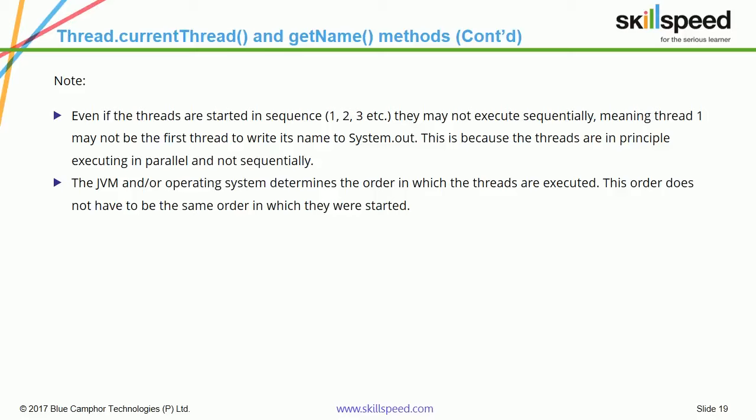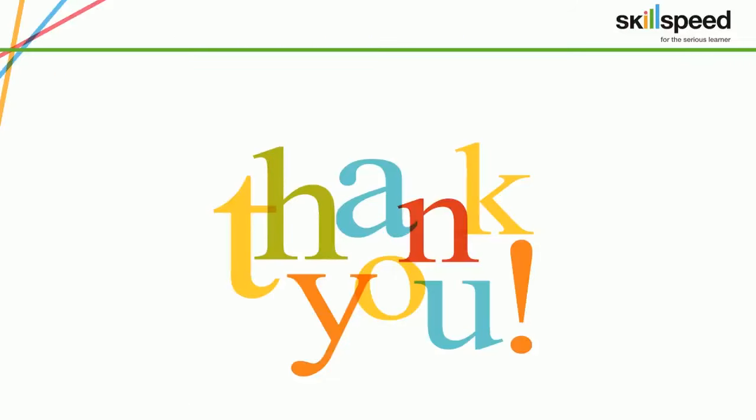So as a summary, we have created threads by extending the Thread class and also by implementing the Runnable interface. We have seen different methods of the Thread class and used a few of those methods in examples. Then we have seen what the pitfalls are during thread execution, and also how to get the name of threads when we run a thread. Thank you.